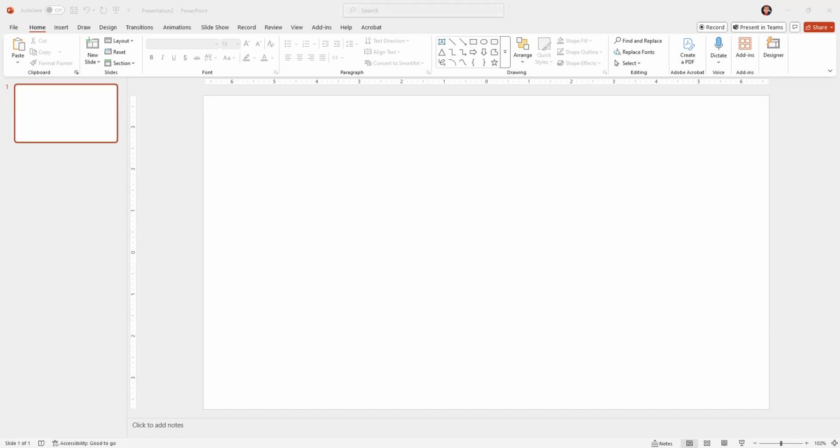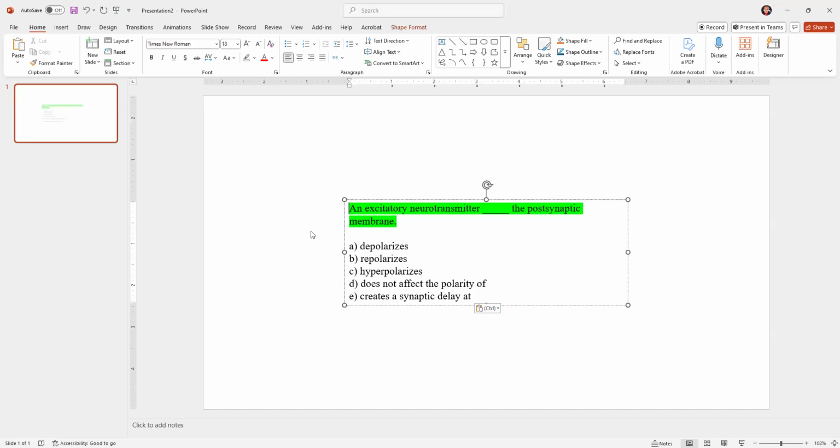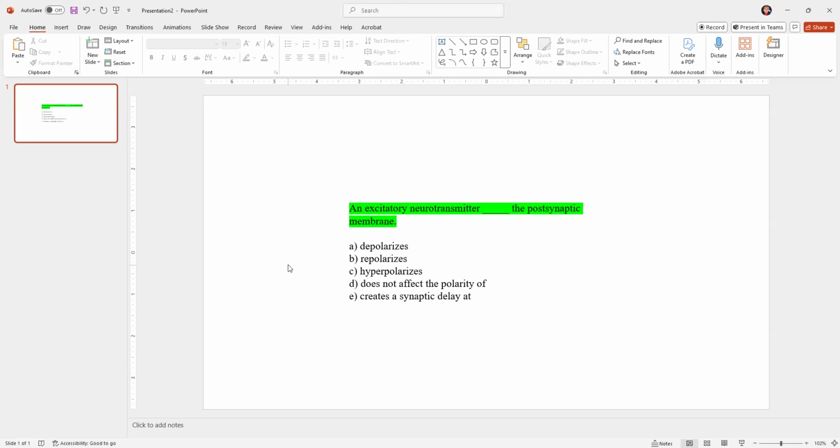Okay, a couple more and then we'll move on to the next chapter. Okay. Neurotransmitter. Would it be C since it's excitatory? Would it hyperpolarize it? Literally just talked about this.